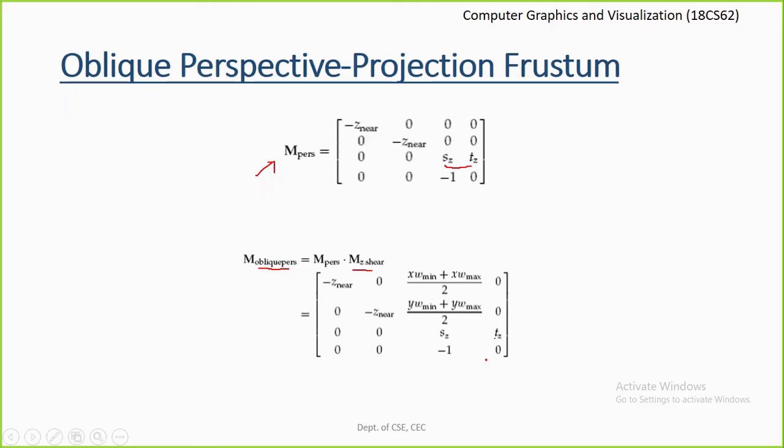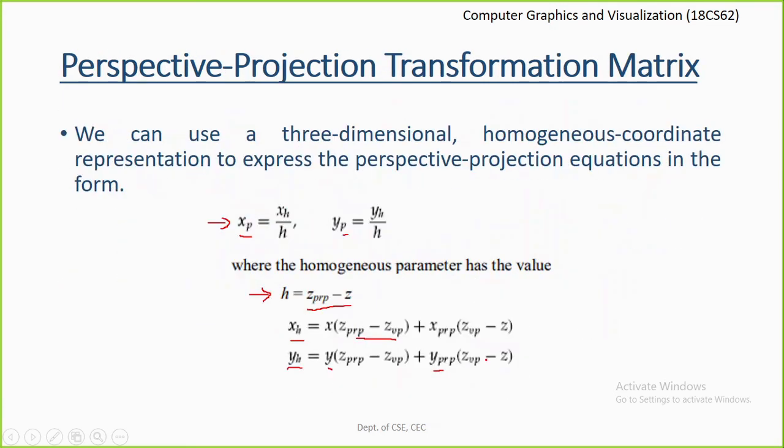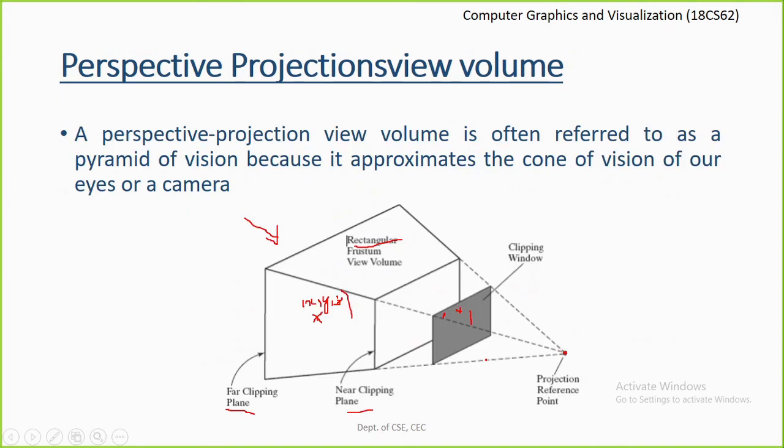So in today's session we discussed what is the shape of the perspective projection view volume. It is in the form of a frustum. So what is a frustum? A frustum is a truncated pyramid which looks something like this. This will be the shape of the perspective projection view volume, where one rectangle will be larger and the other rectangle will be smaller. This is due to the convergence of the projection paths to a projection reference point. This is what we call a frustum.